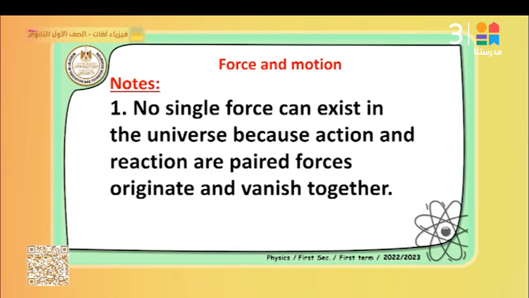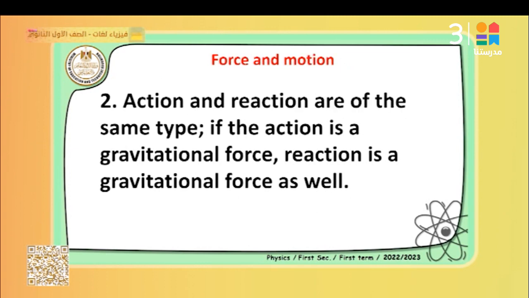So first thing, there is no single force in the universe because action and reaction are paired forces. Paired forces means they go together as pairs. Forces are always paired forces. They originate and vanish together. Both of them are produced together and both vanish together. They are born together and their effect disappears together.